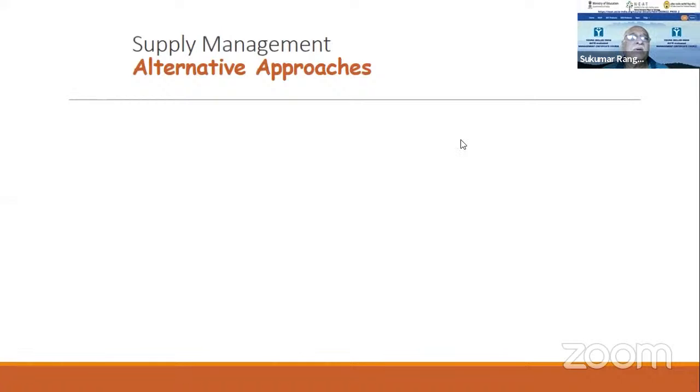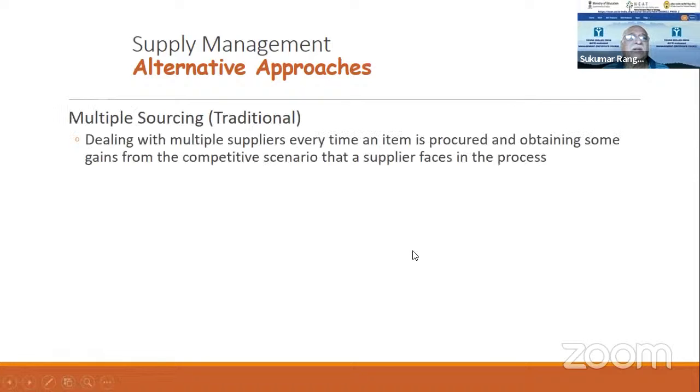So, supply chain management alternative approaches, as we saw in the first, second or third slide. Multiple sourcing, which is the usual earlier methodology, means dealing with multiple suppliers every time an item is procured and obtaining some gains from the competitive scenario that a supplier faces in the process. It could be many things. In fact, after COVID, a lot of people took advantage of the supplier, but good companies never did that. In fact, they stuck to the contracts which were there, whether COVID or no COVID.